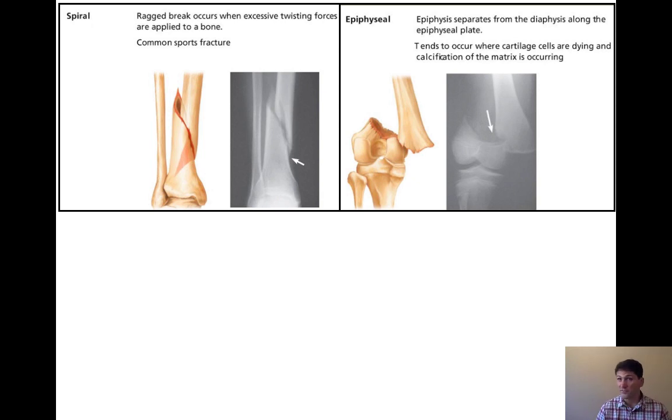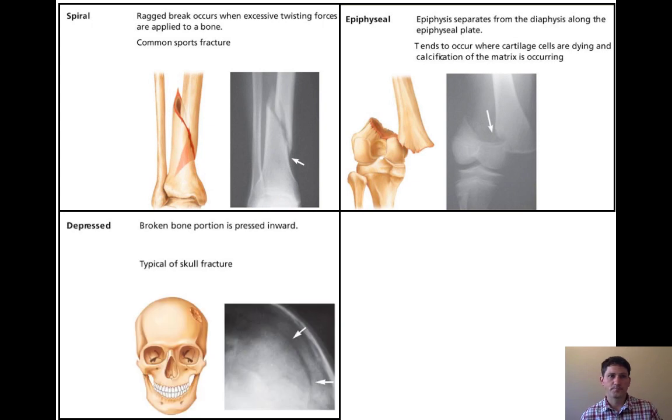An epiphyseal fracture happens along the growth plate, and so the diaphysis and the epiphysis break at that epiphyseal plate, and this generally happens where those cartilage cells are dying, but we haven't formed bone yet, so it's where we're kind of leaving that calcified shell, and it's weaker, so it's not as strong and flexible as that hyaline cartilage, and it's not as strong as the bone, so point of weakness.